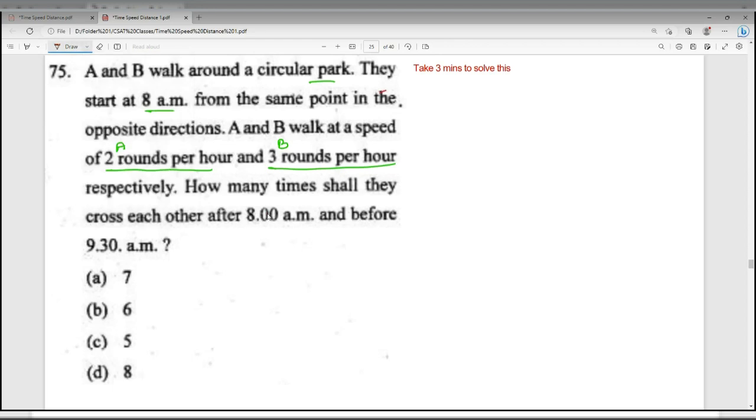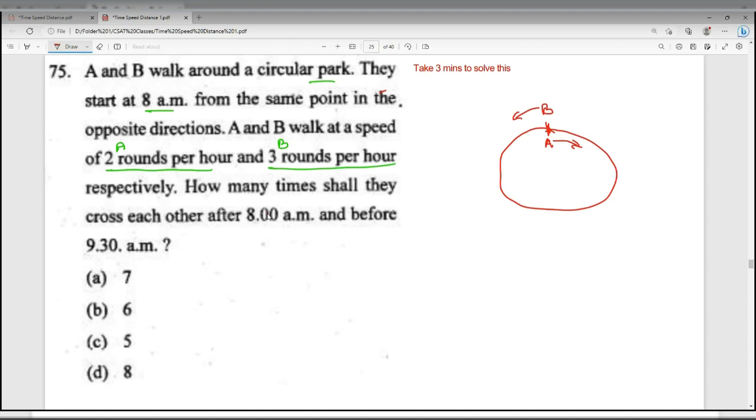And they're asking how many times shall they cross each other after 8 a.m. and before 9:30 a.m. They're starting at 8 a.m. So there is this scenario. So they're starting here, A and B. So B is going in this direction. A is going in this direction.